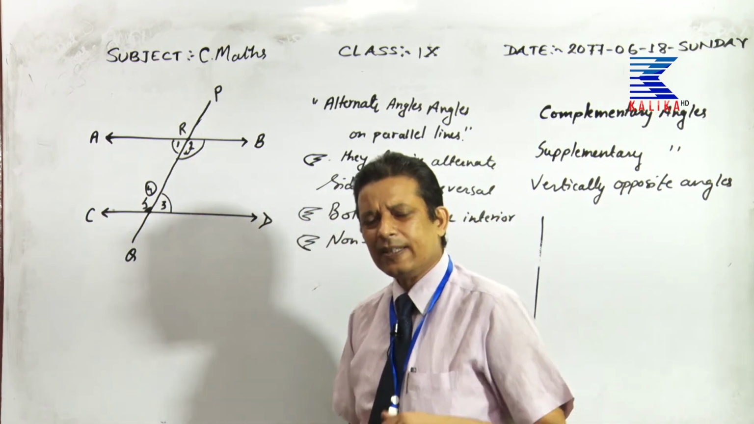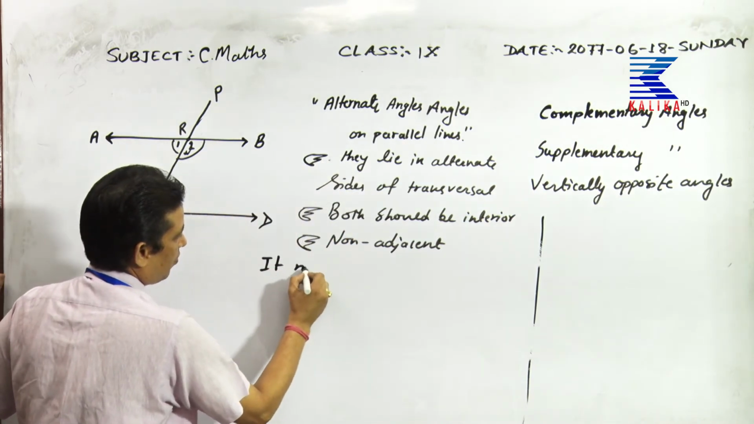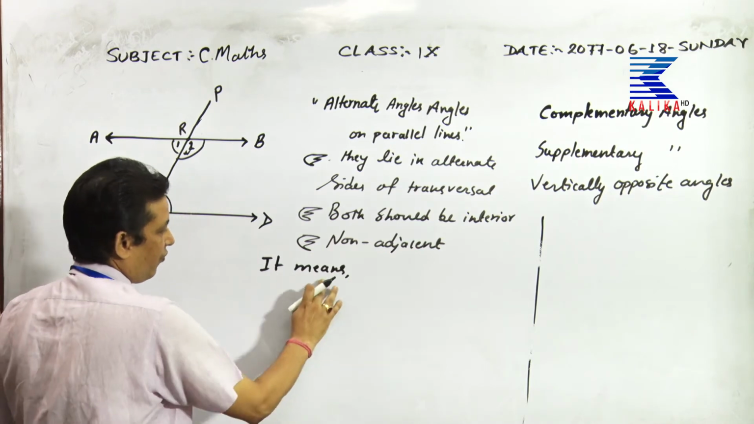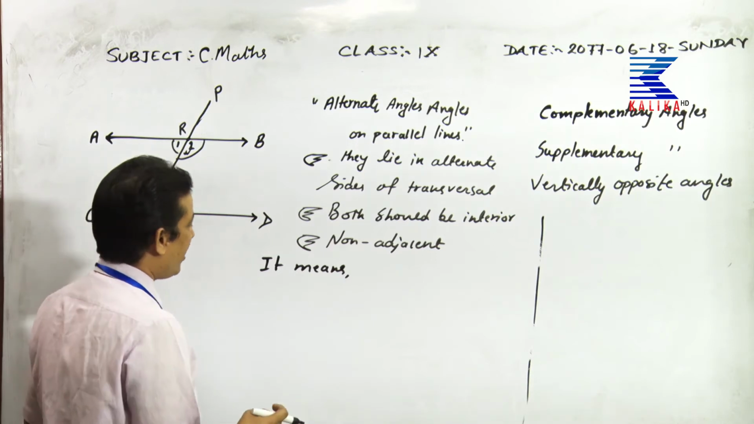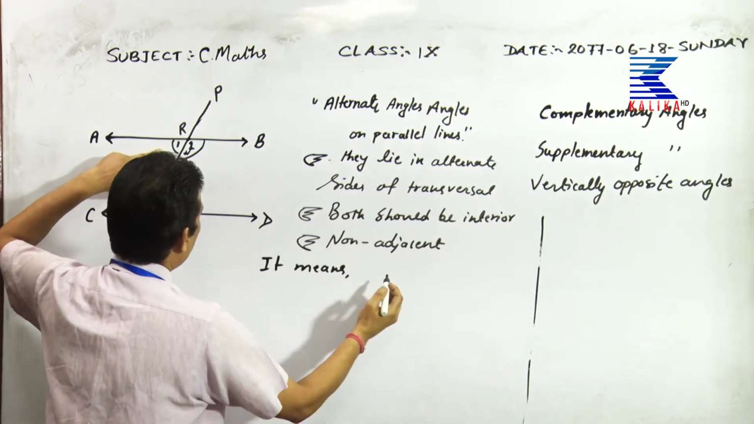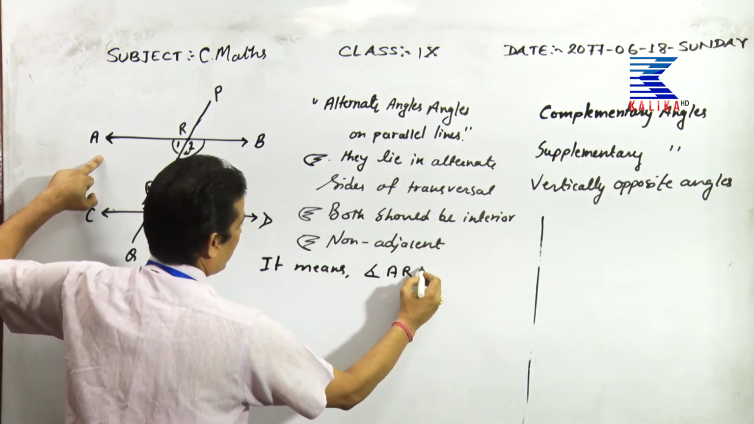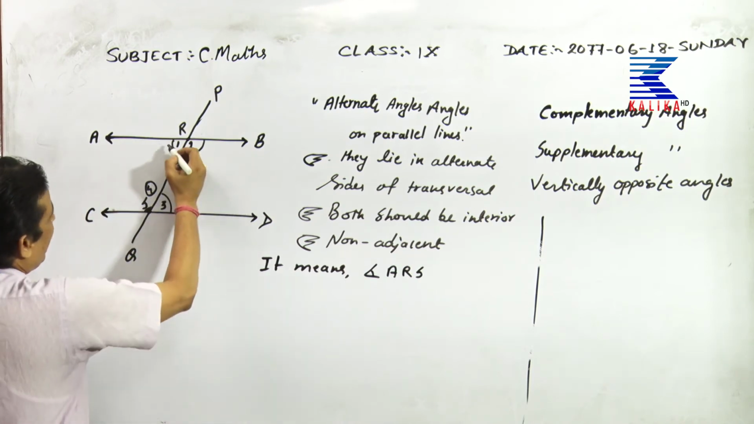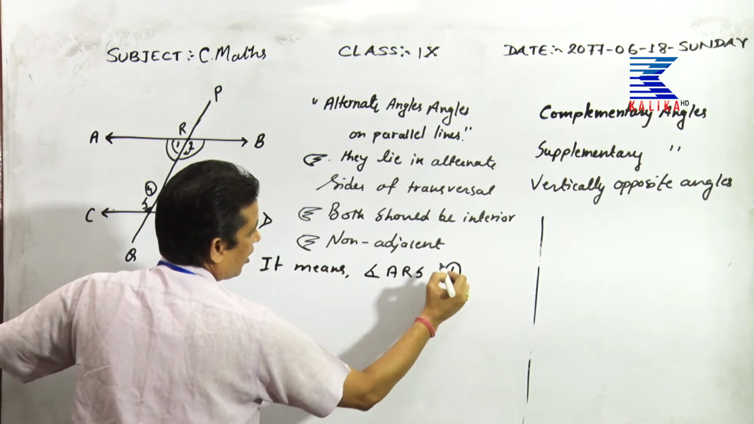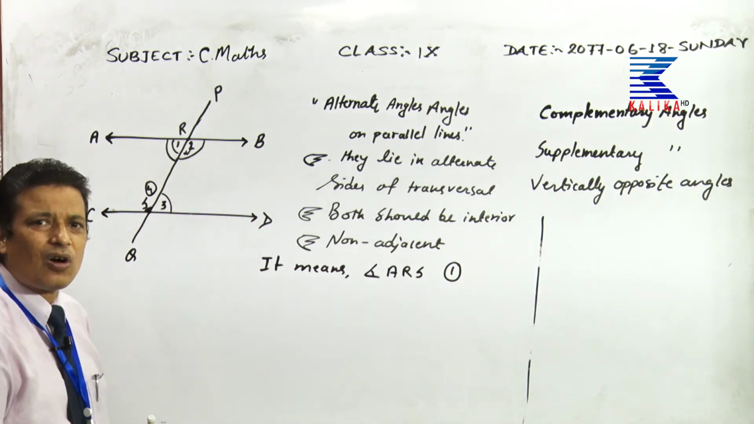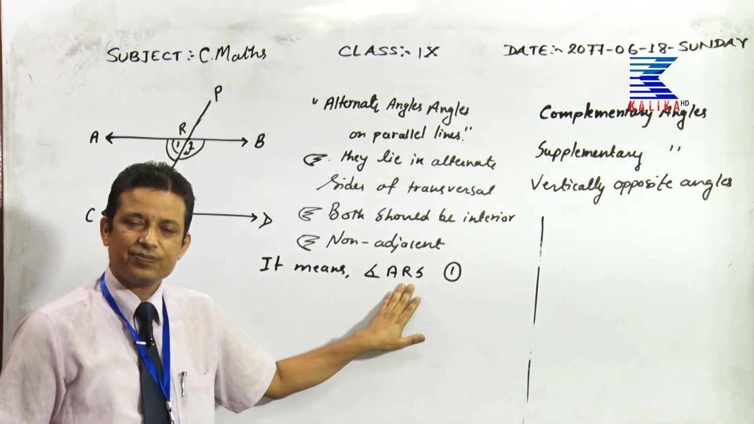So, dear student, let me write one angle name first. I am going fast, as you have studied this in standard 7 and standard 8 as well, dear student. So, let me take one angle. I am taking angle ARS. So, ARS is this angle, dear student. Angle 1 I have taken. Now, which angle will be alternate angles of angle ARS?